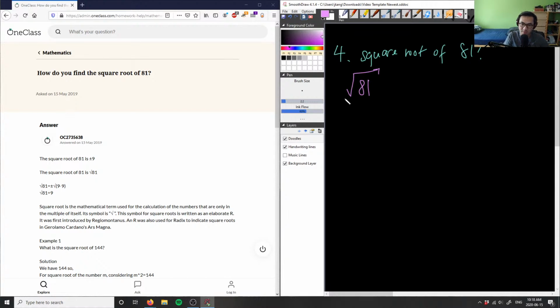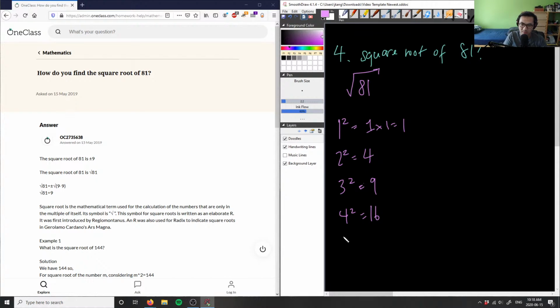So let's start off with 1 squared. I know that 1 squared is equal to 1 times 1, which is 1. 2 squared is 2 times 2, which is equal to 4. 3 squared is 3 times 3, which equals 9. 4 squared is 16.